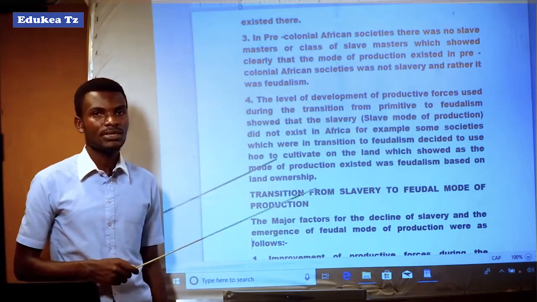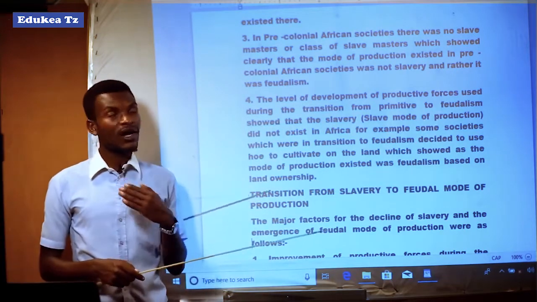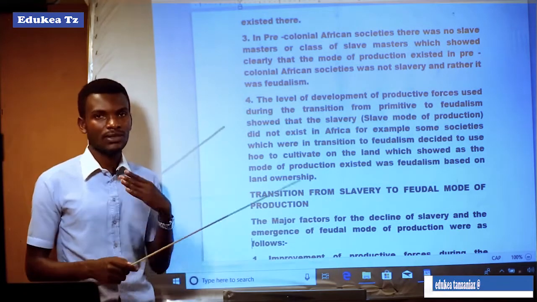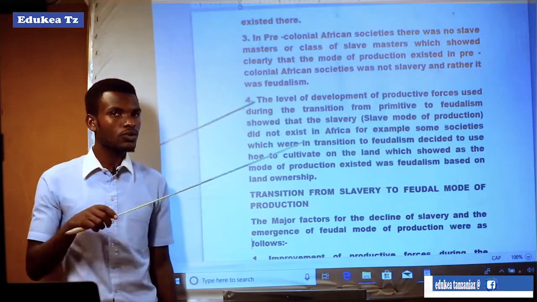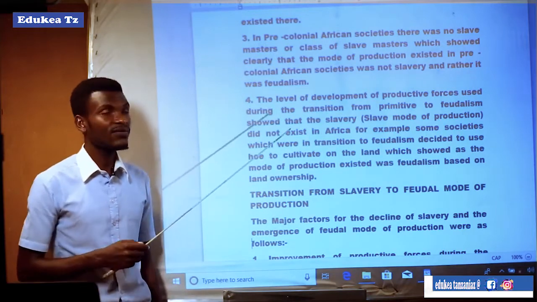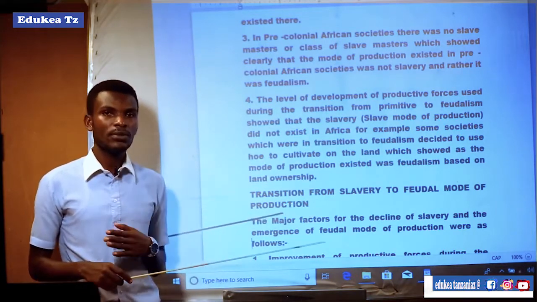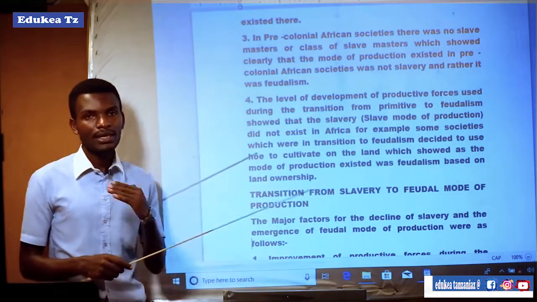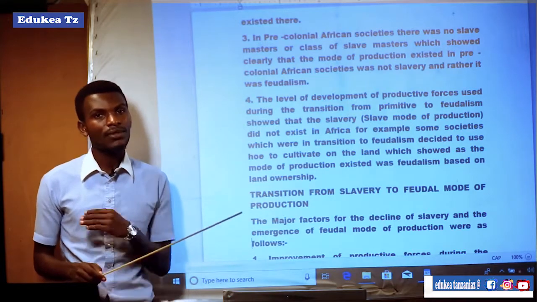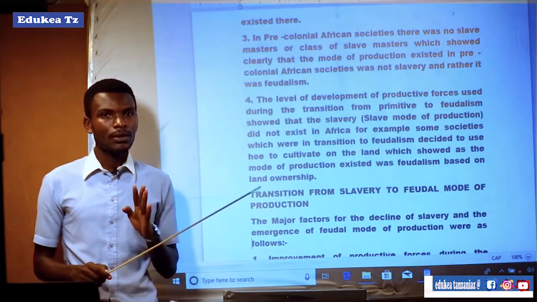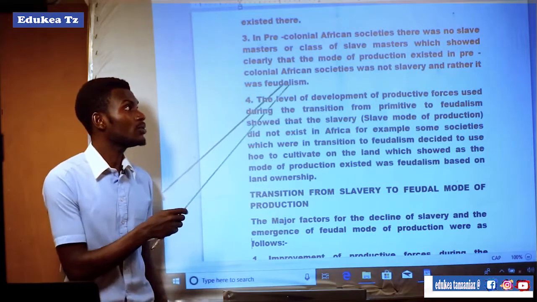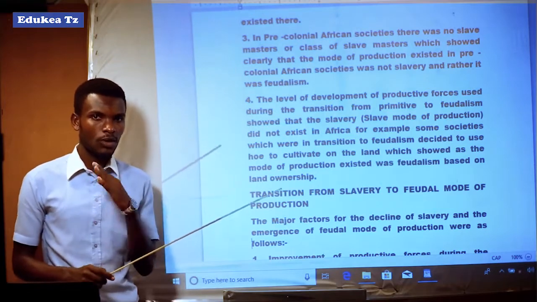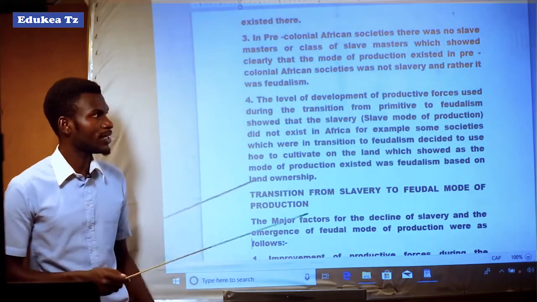It means that in pre-colonial African societies there were no slave masters, or there was no class of slave masters who could own the slaves and use those slaves in performing different activities for slave masters. And that's why they considered slavery as an institution and not the mode of production, while feudalism was taken as the mode of production after communalism or the communal mode of production.